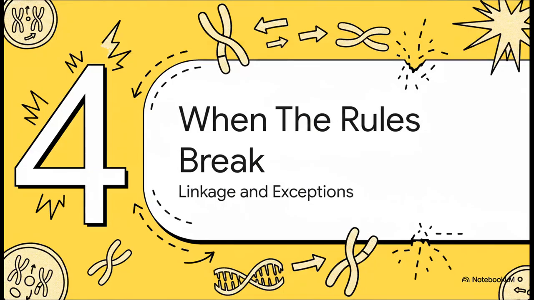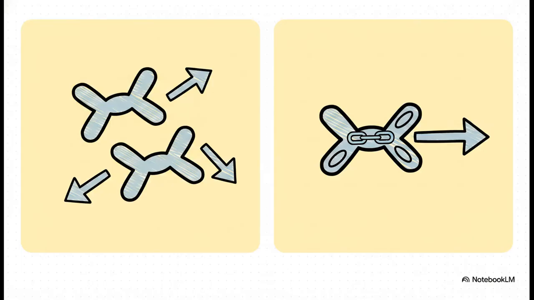That brings us to our final section, number 4, when the rules break, covering linkage and exceptions. So the fundamental divide here all comes down to location. Genes on different chromosomes assort independently, exactly as we've calculated. But genes that are physically located on the exact same chromosome, that's an entirely different story. They are linked together. They actually travel through meiosis as a physical package deal.